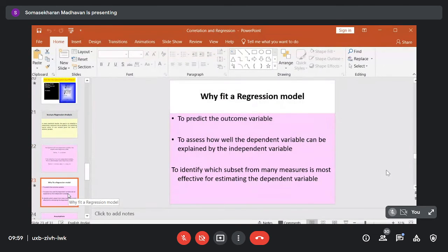And why do we fit a regression model? The objective of constructing a regression model will differ from person to person. One may be interested to predict the outcome variable or the dependent variable. It may be to assess how well the dependent variable can be explained by the independent variable, or to identify which subset from many measures is most effective for estimating the dependent variable.